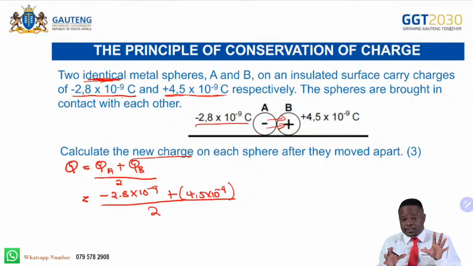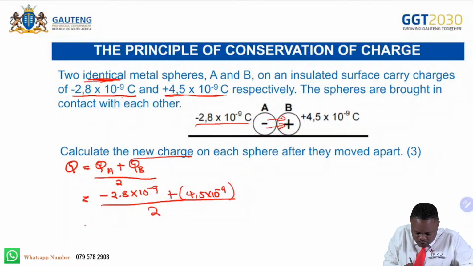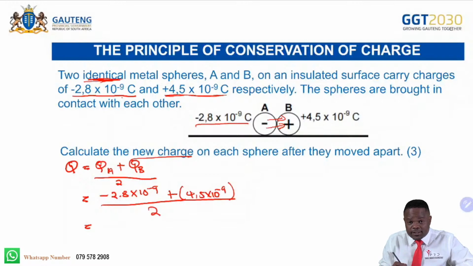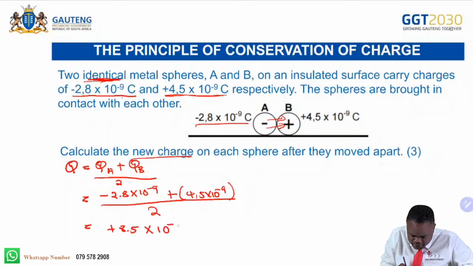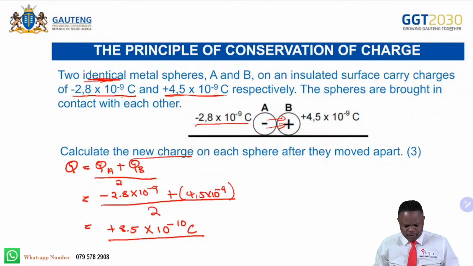So you see, the important thing is just your formula there. You punch in those values into your calculator. What are we going to get? I'm sure you get positive 8,5 times 10 to the power negative 10 coulombs. Right. So that is how we simply get the new charge on each sphere.